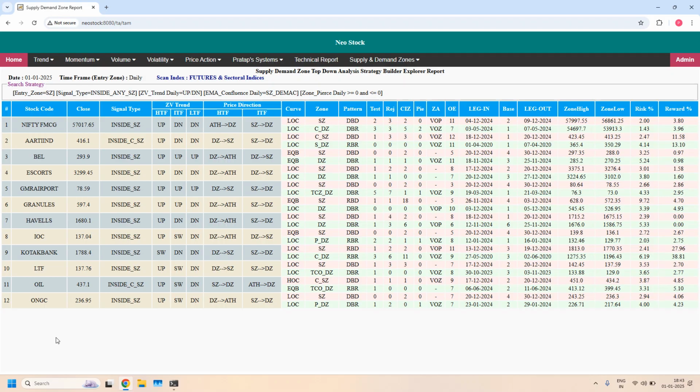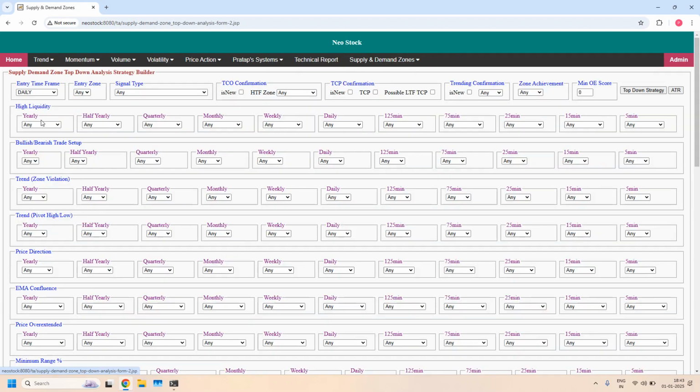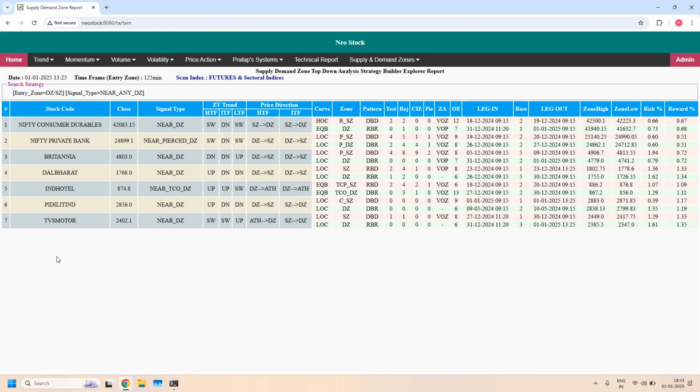Okay, this is about daily time frame. And the next time frame is 125 minutes. Stocks near 125 minutes demand zone. 7 stocks are filtered.